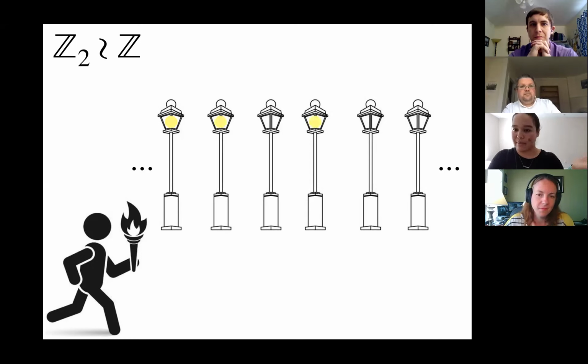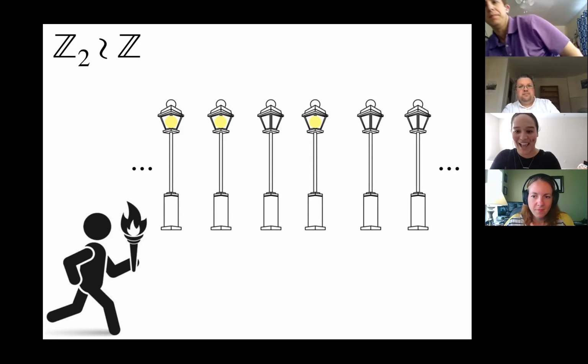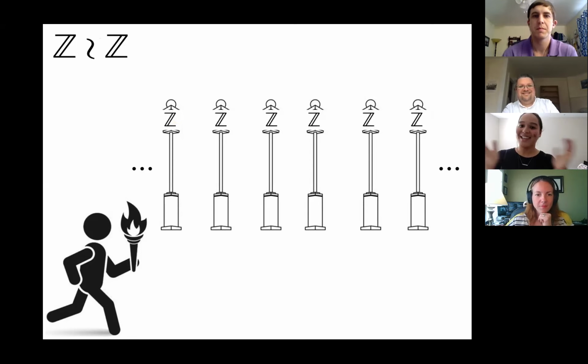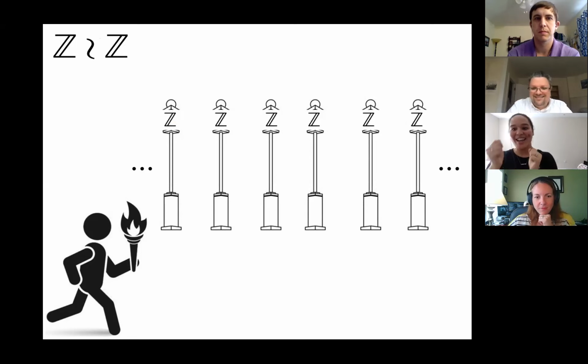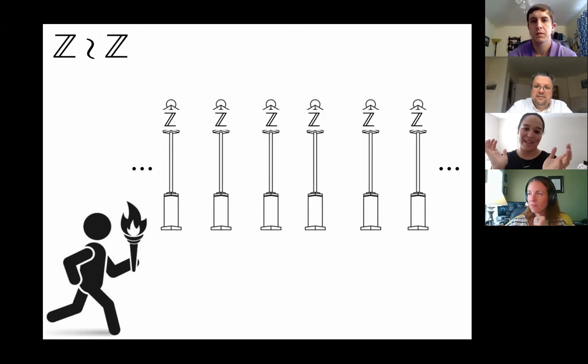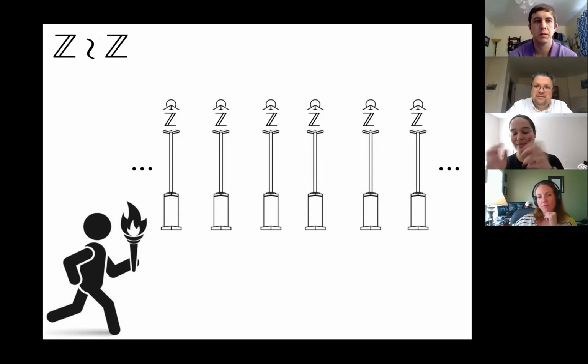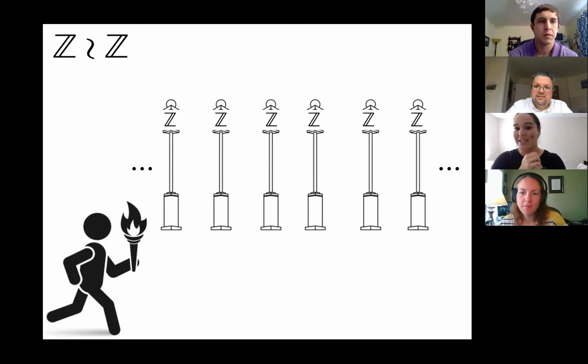So yeah, this is my lamplighter group. And I want to now interpret my Z wreath Z into the same picture. And the way I'm going to do that is by replacing my Z2 lamps with Z lamps. So now, instead of walking along and turning my lamps on and off, I'm going to walk along and I can turn my lamp to 1,000,000, or I can turn my lamp to -5, or I can turn my lamp to 20, or whatever. And so this is now a pictorial representation for this somewhat complicated type of group.